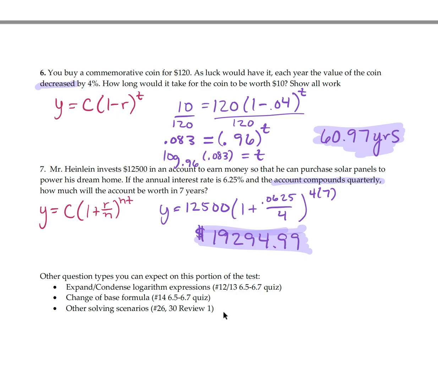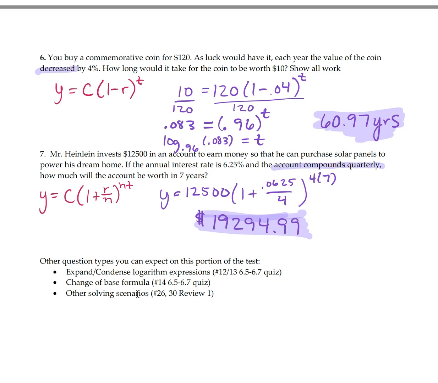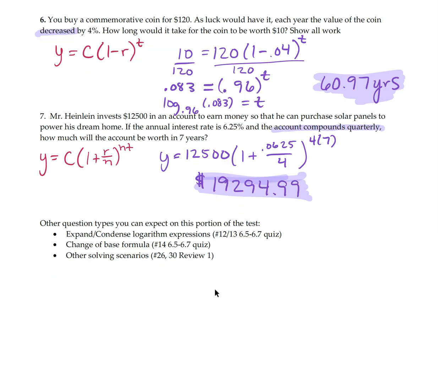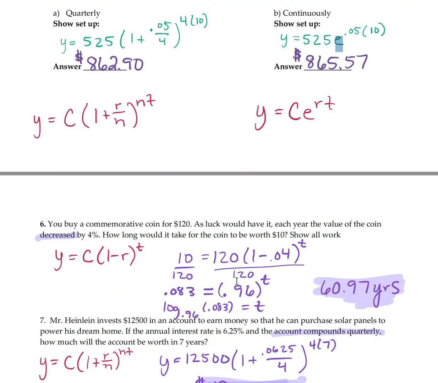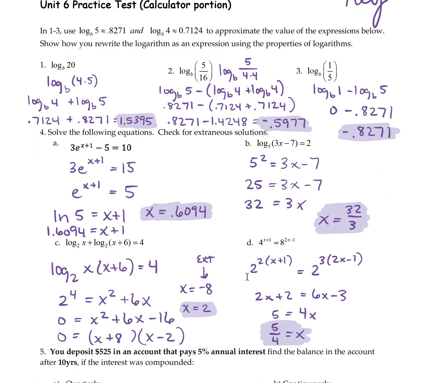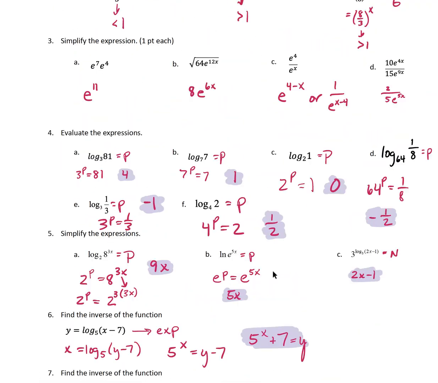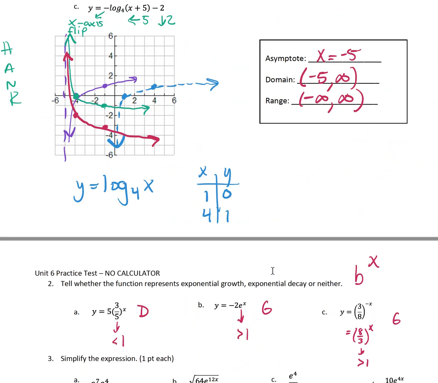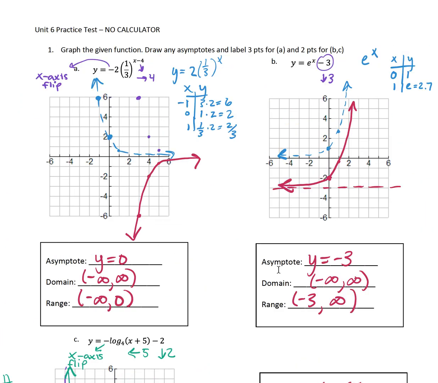Okay? Certainly expand and condense logarithms are on there, the change of base formula, things like that. But I think this practice test really does do a good job of going over all the options. But you take this and you combine it with the 6.1 to 6.7 and the 6.5 to 6.7 review, and you should be set. Okay? It's 2 pages. The first page is the non-calculator one, where it's just a front and back, and then there's another front and back where I'll let you use your calculator. Okay?